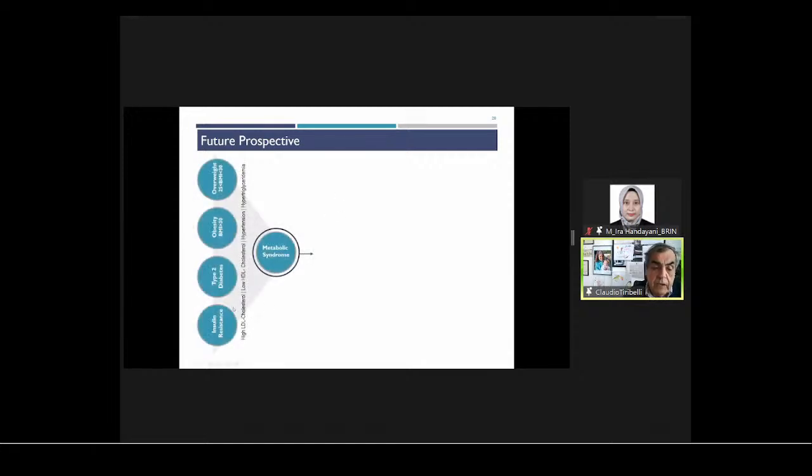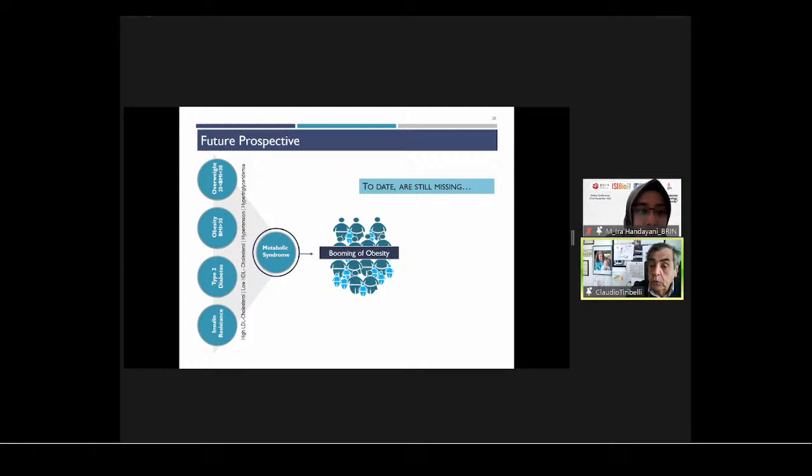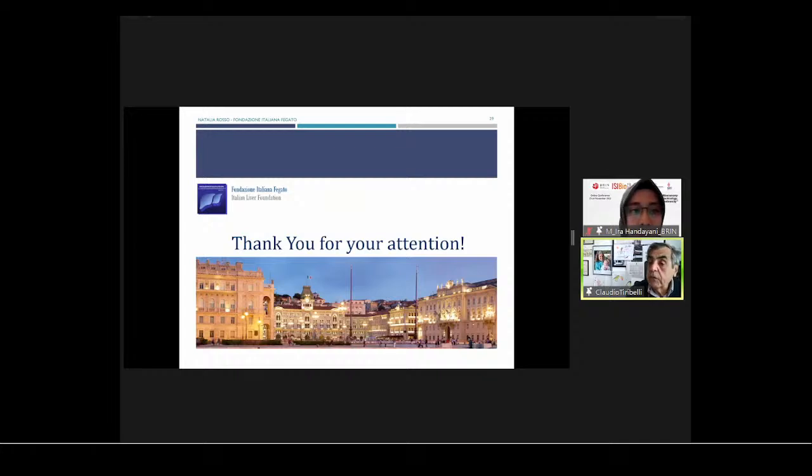We heard that insulin resistance, type 2 diabetes, and obesity account for metabolic syndrome, which is a booming of obesity. And today we are still missing something, but we need to do something as a diagnosis, screening, and efficient treatment. And the clock is still ticking. So thank you for attention. I think I did my job in time, and I used all my 20 minutes.